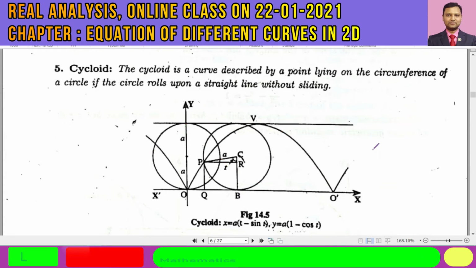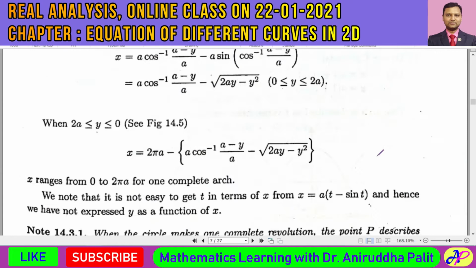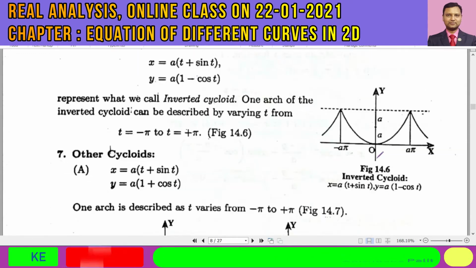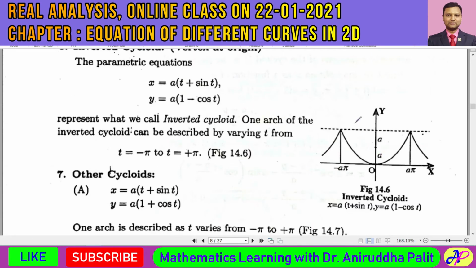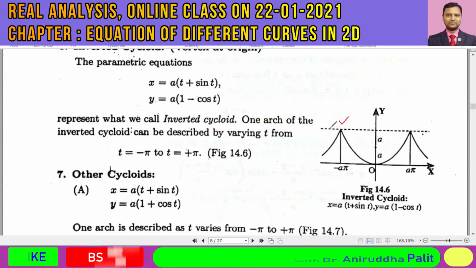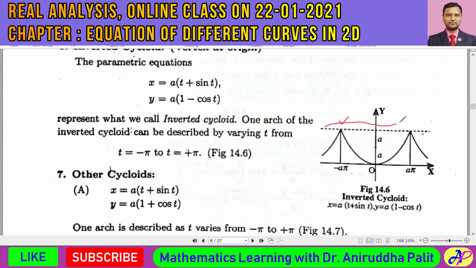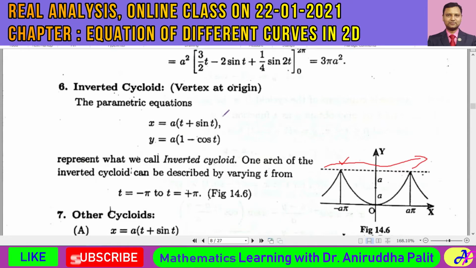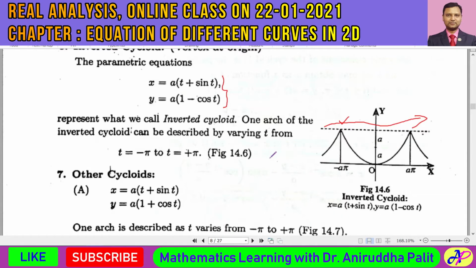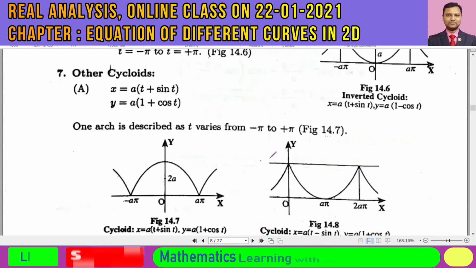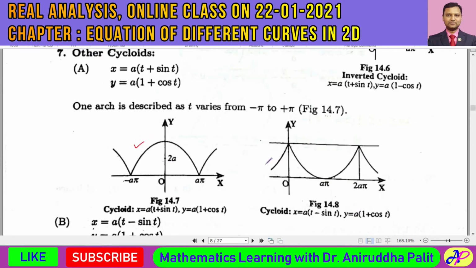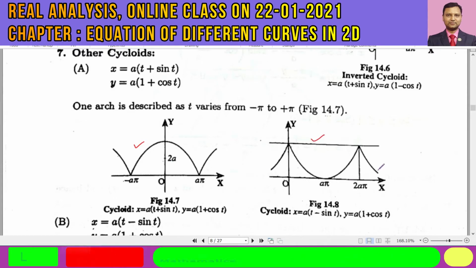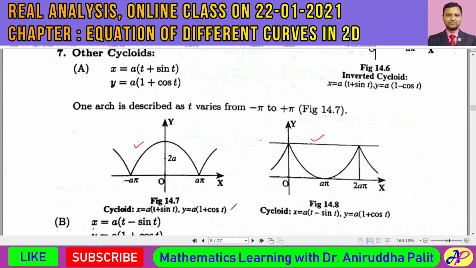Got it? Let me show you another example over here. You may get this kind of curve, where the circle is rotating along this curve. And this kind of curve is called an inverted cycloid. This is the example of an inverted cycloid, and there are a few other similar examples as well. This is a cycloid, and this is another inverted cycloid; it has different kinds of representations.